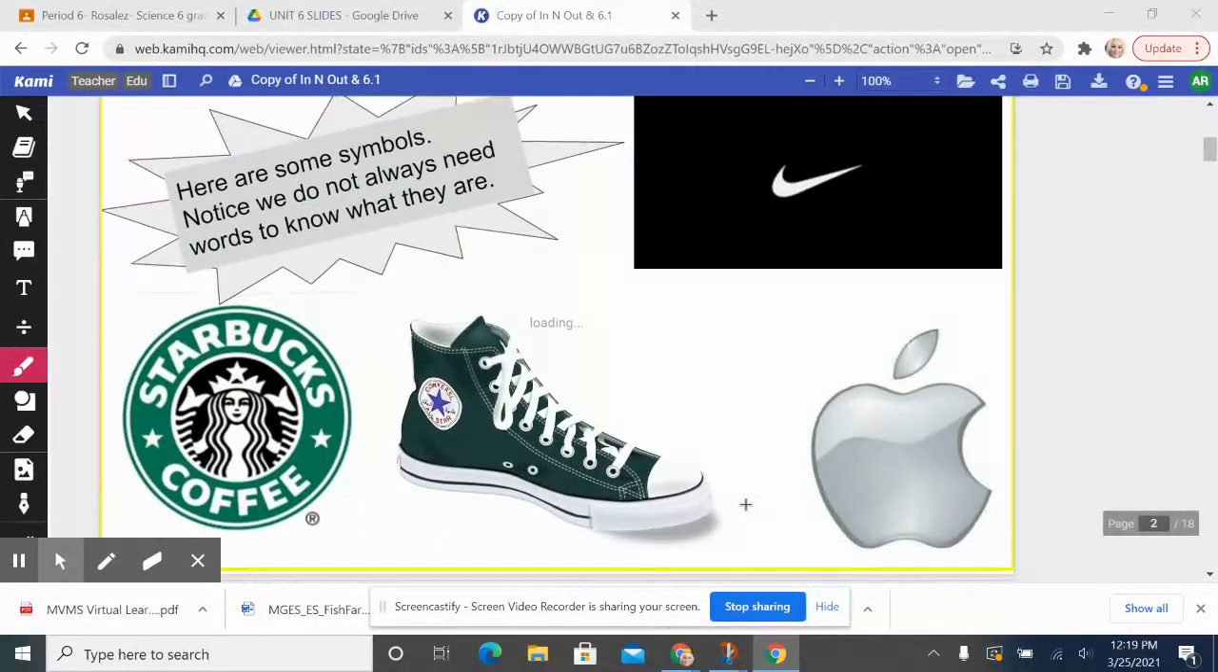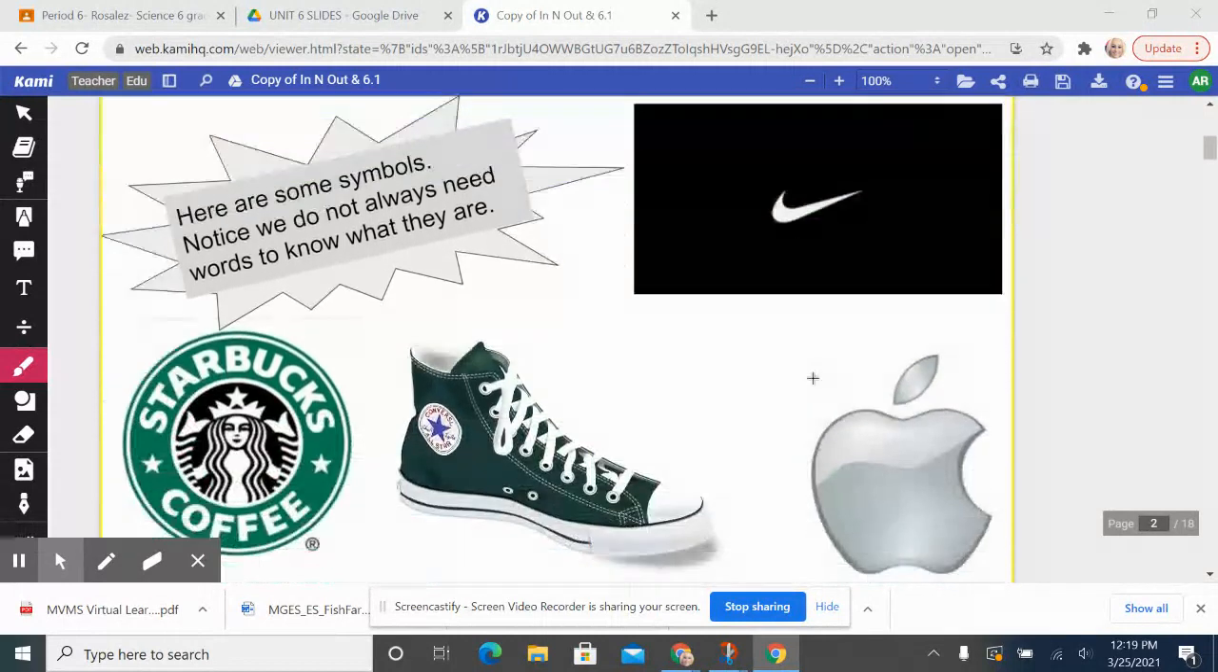Okay, so here we have some symbols. And what we want you to notice is that you don't always need words to know what they are, right? So Starbucks, obviously, that has words, but something like the Apple symbol or something like the Nike symbol, we don't need words to represent the symbol. We just know what they are, right? They stand for something, right? That Nike symbol stands for Nike.